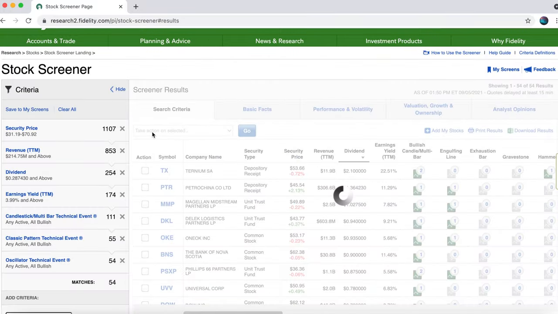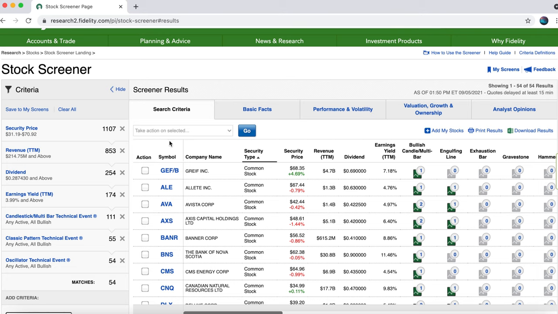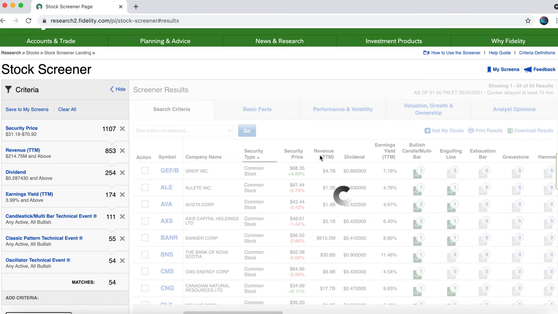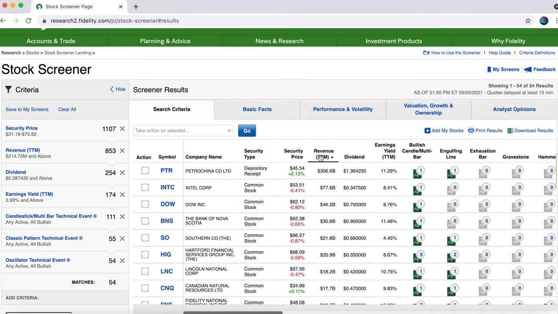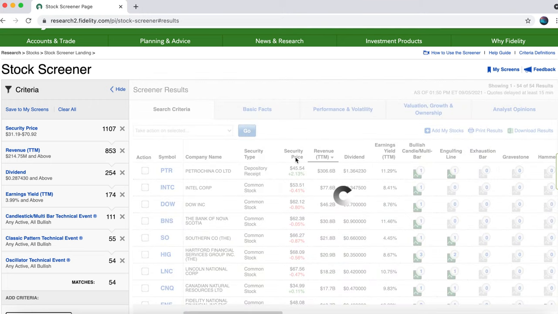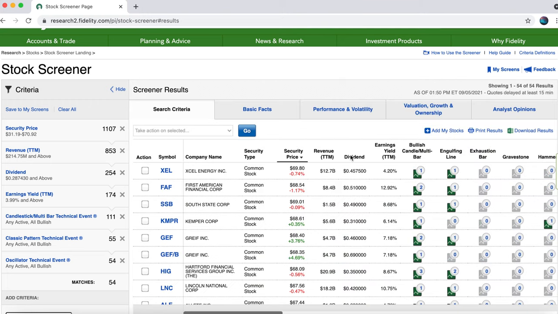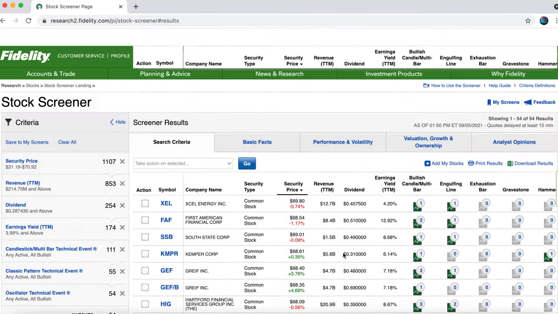Another thing that you can do with your stock screener is click on these little menus and it will rank the stocks based on these menus. Let's say I want the higher revenue ones to be up top. I click that and it will change the order so that the higher revenues will be on top. If I want security price, then I can rank it by security price. It just gives you another way to break things down on top of everything else.